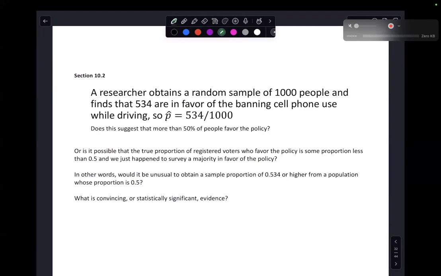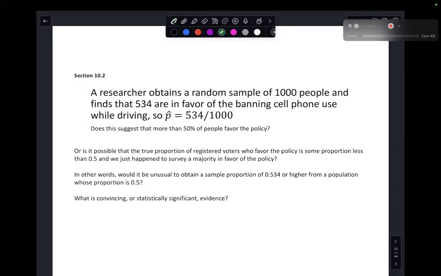A researcher obtains a random sample of 1,000 people and finds that 534 are in favor of banning cell phone use while driving. So our p hat was about 53.4%. Does this suggest that more than 50% of people favor the policy? Or did we just happen to get a survey where the majority of people favor the policy? Do we have evidence to show that the actual number is greater than 50%, or did we just happen to get a good sample?